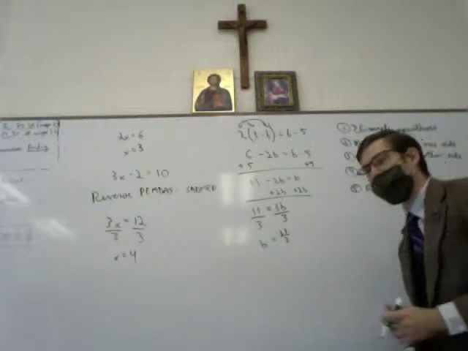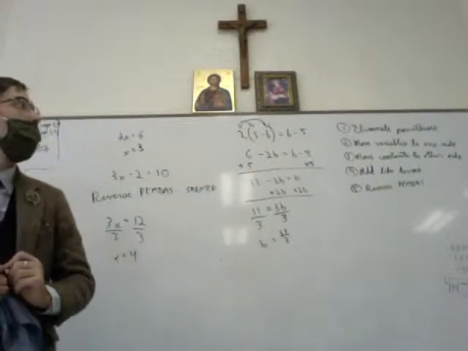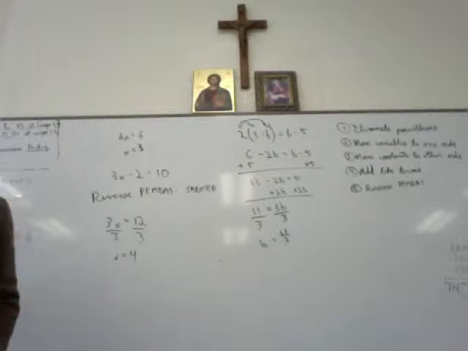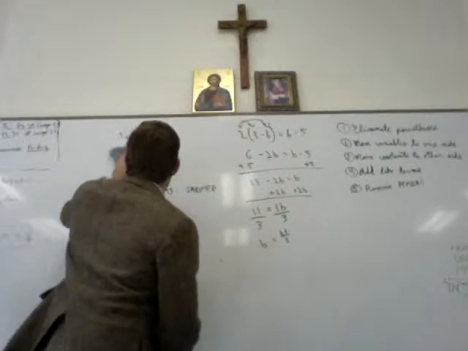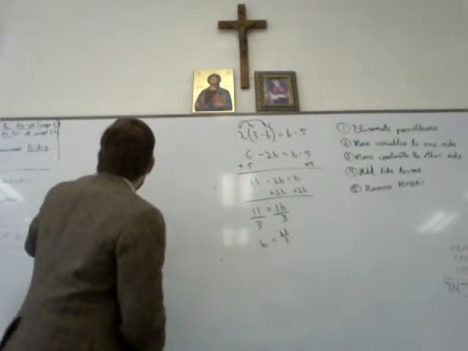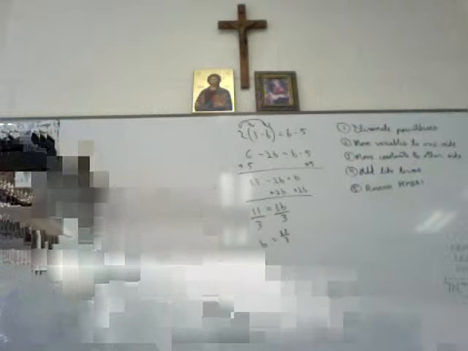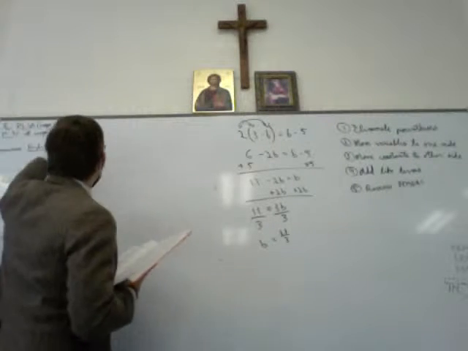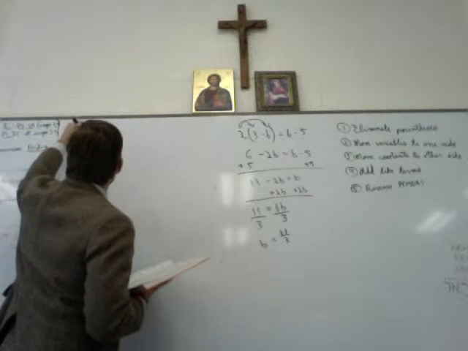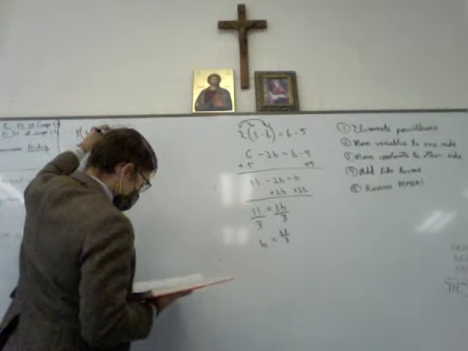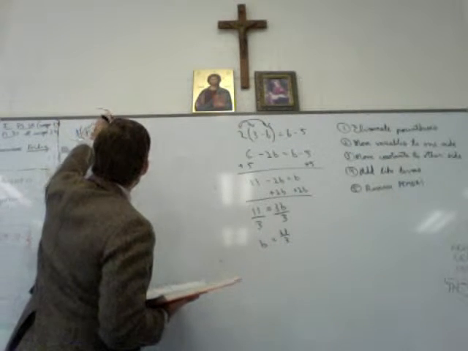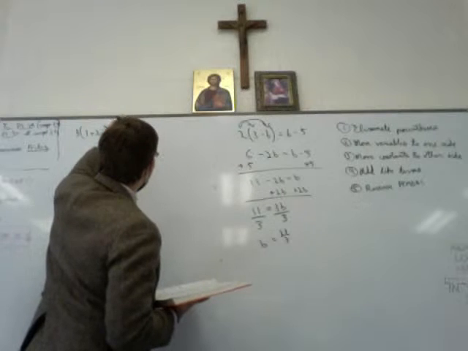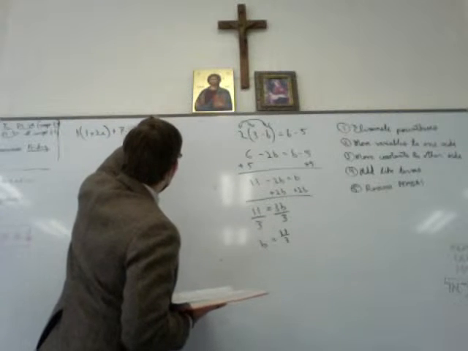We're also going to combine like terms if there are like terms. Let's do the next one. Number 3: 3 times the quantity 1 plus 2x, plus 7 equals negative 4x plus 2.